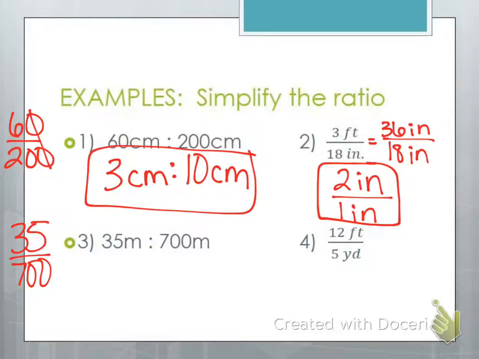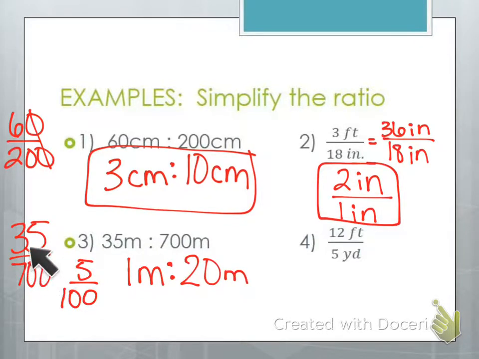If we take 35 divided by 7, what do we get? 5. And if we take 700 divided by 7, what do we get? 100. Can it be simplified more? Yes. Now they can both be divided by 5. 5 divided by 5 is 1. And 100 divided by 5 is 20.